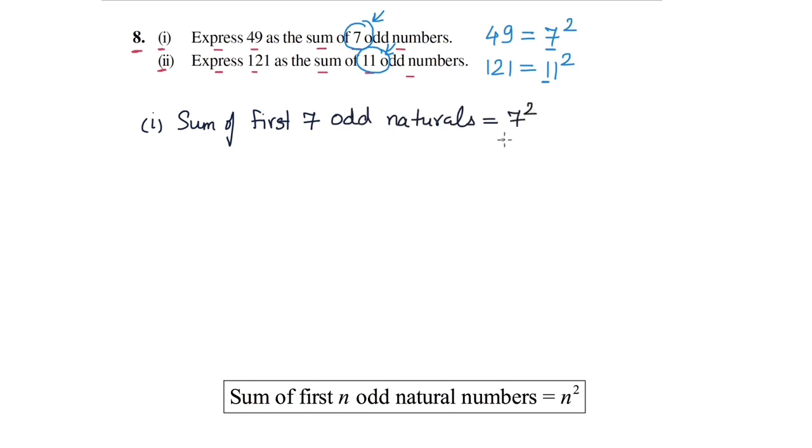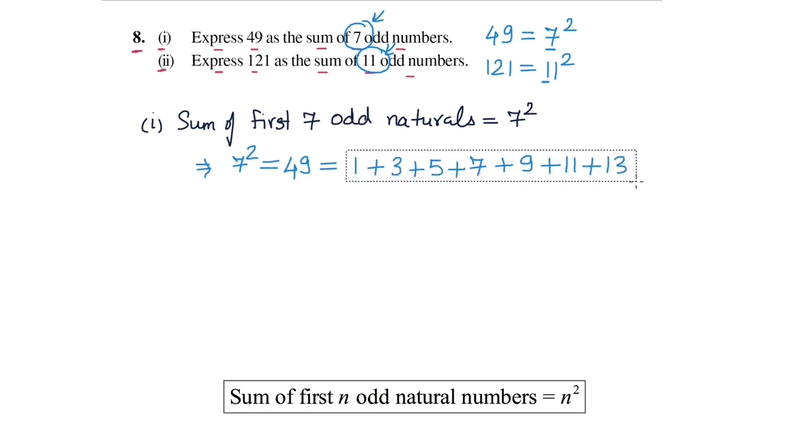So in this we will write: the sum of the first 7 odd natural numbers is equal to 7 square, as it was n square and n is 7. So 7 square is equal to 49, and 49 will be equal to 1 plus 3 plus 5 plus 7 plus 9. Just write 7 odd natural numbers, or I can say 7 odd numbers. So 1, 3, 5, 7, 9, 11 and 13. These are the first 7 odd natural numbers.